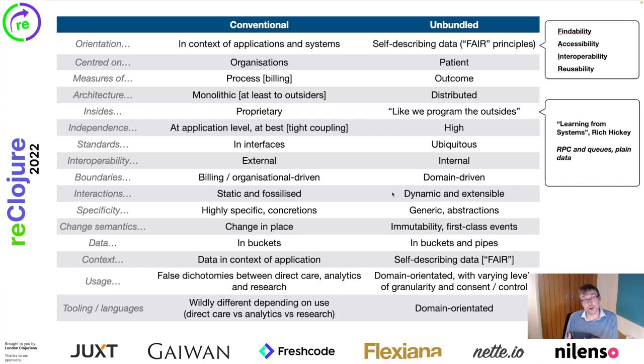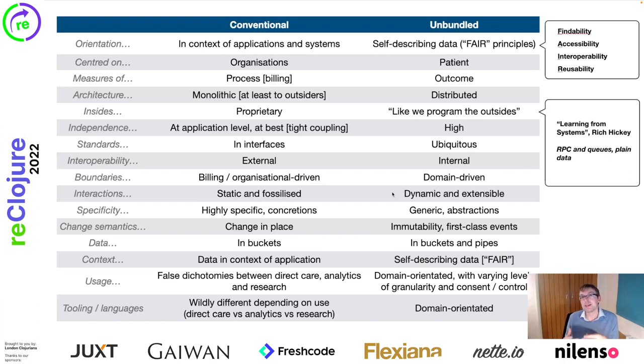We can therefore focus on not just measures of process, but actually start to think about measures that are much more meaningful to a health and care system, like outcomes. Our architecture, because we focus on data, is by definition distributed. We're programming the insides of our systems just like we program the outsides. And of course I'm quoting Learning from Systems by Rich Hickey, where he talks about RPC and queues and just plain data. Why don't we do that in health and care more?